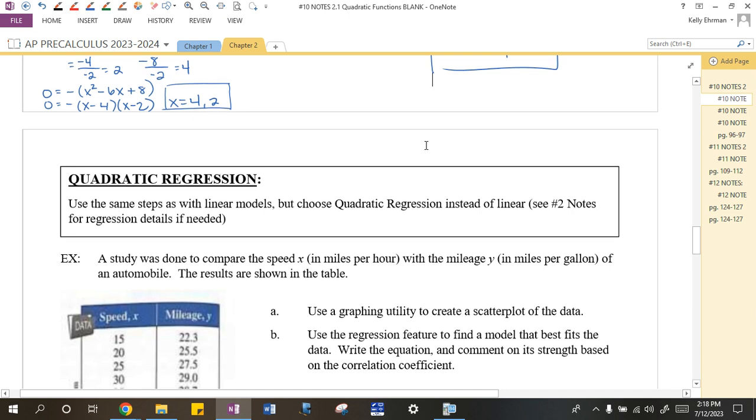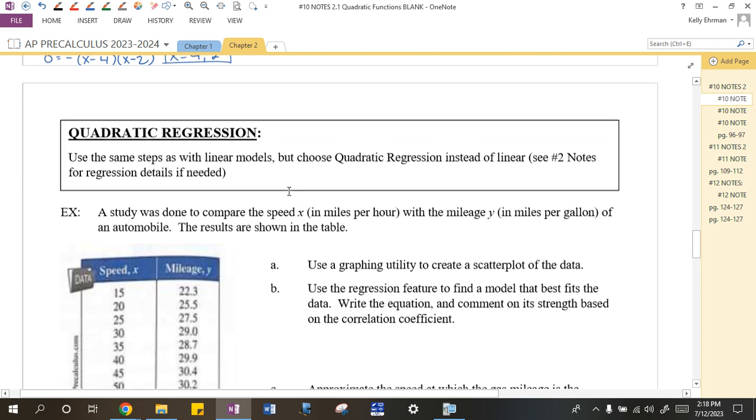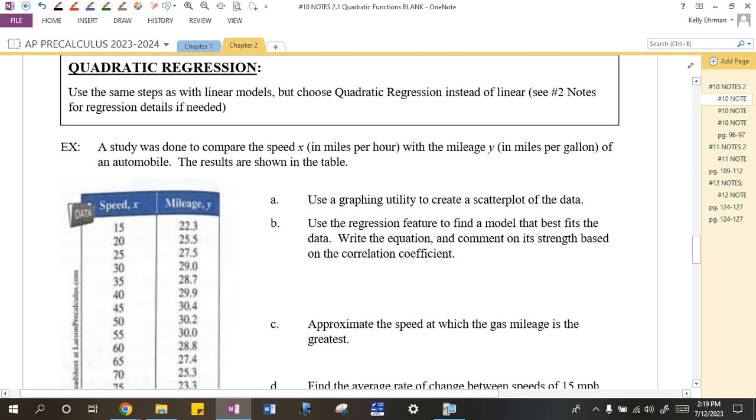So we did linear regression early in chapter 1, and we're going to use the same steps, but for quadratic regression. If you need a refresher beyond what we're doing in class, like written out steps for how to do regression, go see the linear models. But otherwise, we're going to dive in and look at these quadratic models.